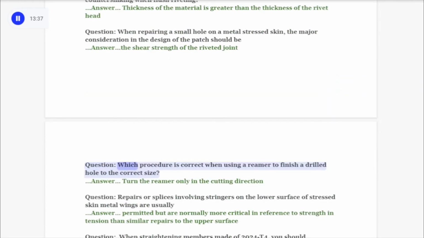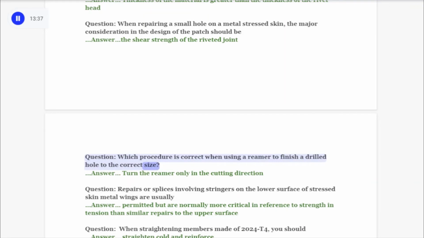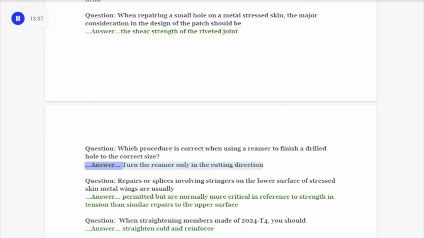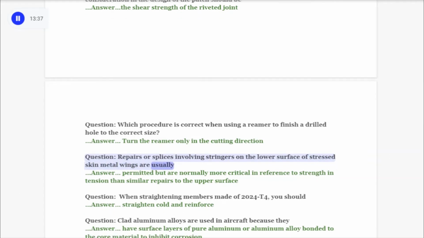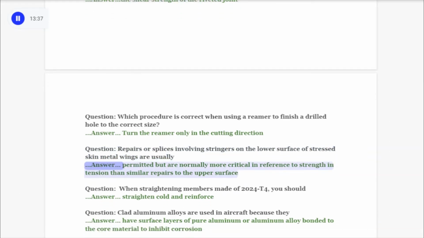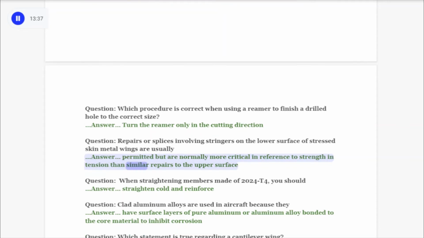Question: Which procedure is correct when using a reamer to finish a drilled hole to the correct size? Answer: Turn the reamer only in the cutting direction. Question: Repairs or splices involving stringers on the lower surface of stressed skin metal wings are usually? Answer: Permitted but are normally more critical in reference to strength and tension than similar repairs to the upper surface.